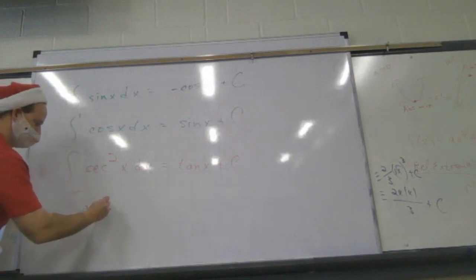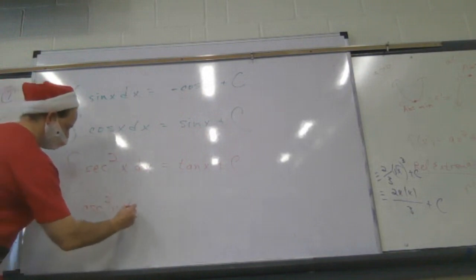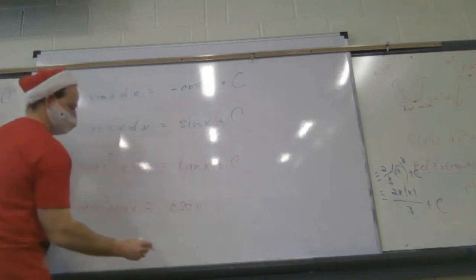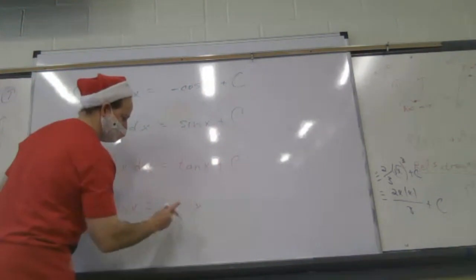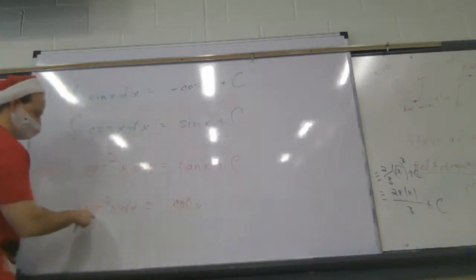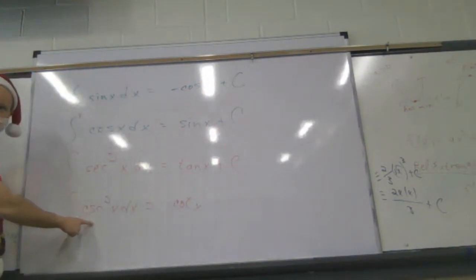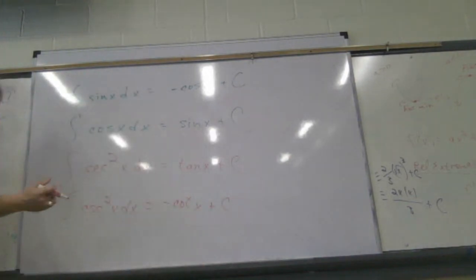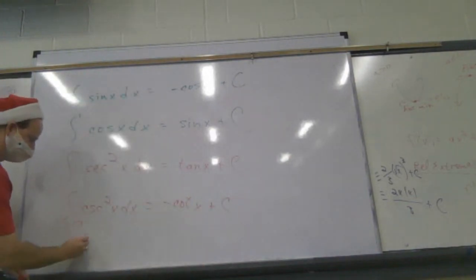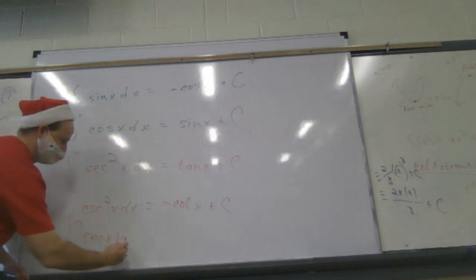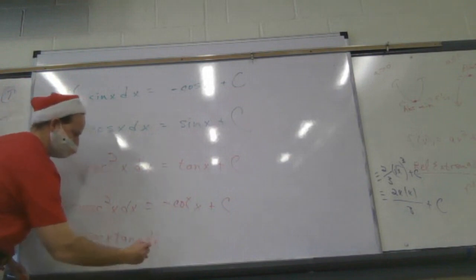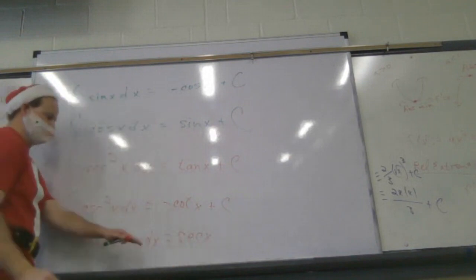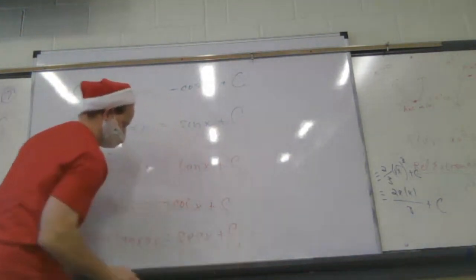We know cosecant squared, right? The antiderivative of cosecant squared, well, the derivative of cotangent is minus cosecant squared, right? So we need a minus here. So that's minus cotangent x plus C. And then we have the other one, the antiderivative of secant x tangent x. The derivative of what is secant x tangent x? Secant x. So the antiderivative of secant x tangent x with respect to x is secant x plus C.